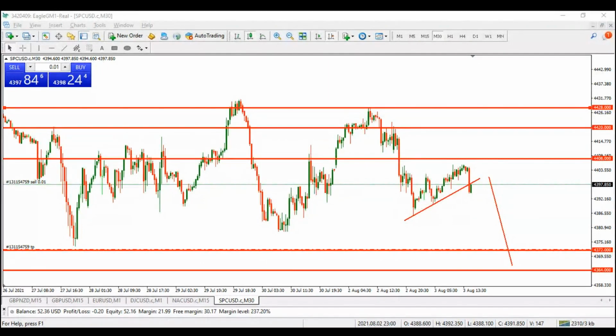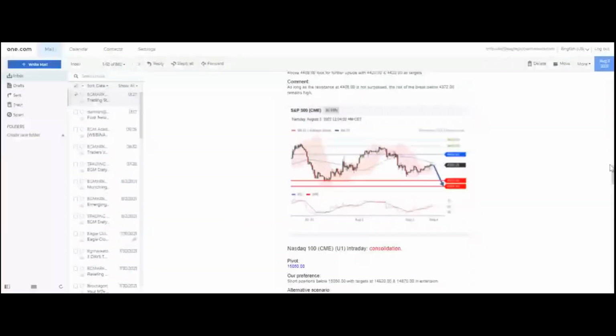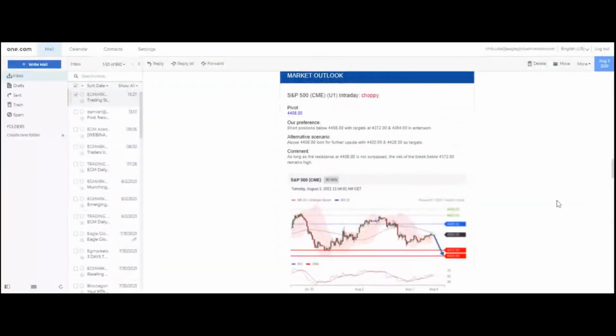The pivot, okay, how did I get the pivot? If you go to the email, you will see, let me share my screen for the email. Now, on Glory, look at this right here. In the email, you can see the pivot. Once you've seen S&P intraday choppy, you see the pivot below 4408. That's where I got the pivot.